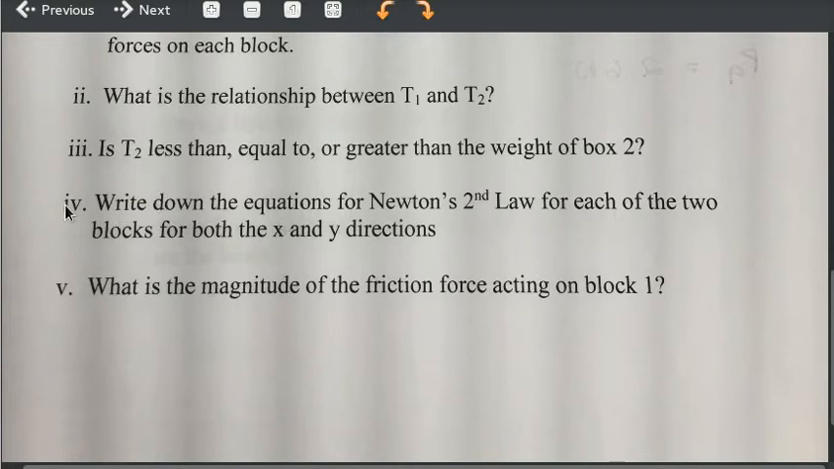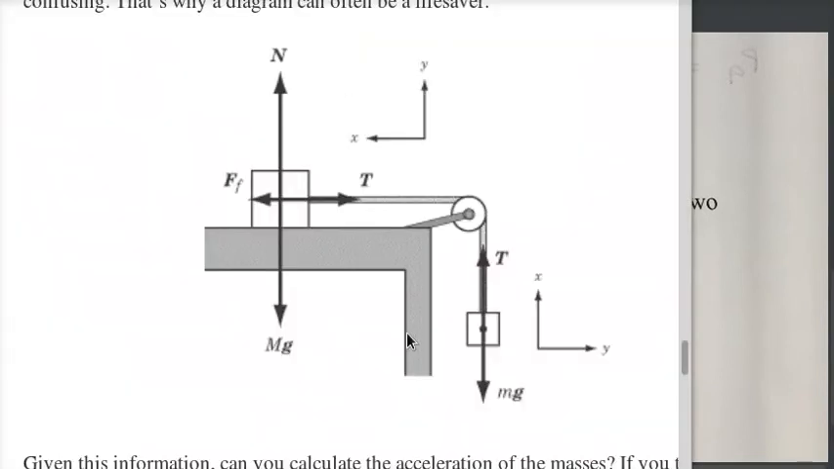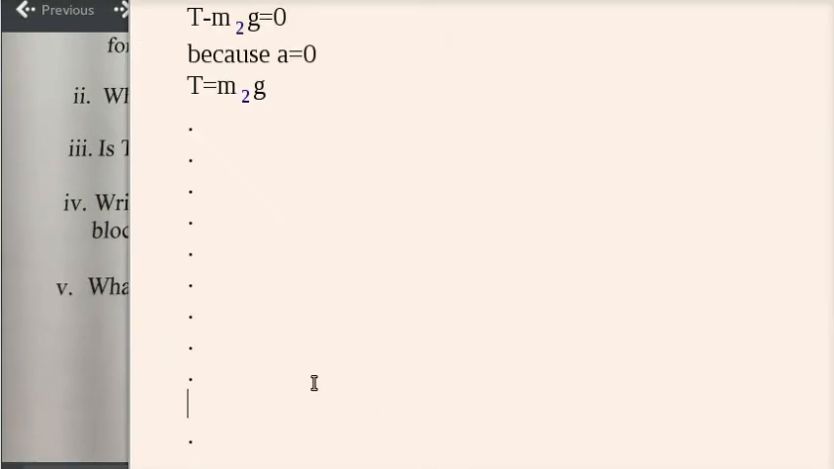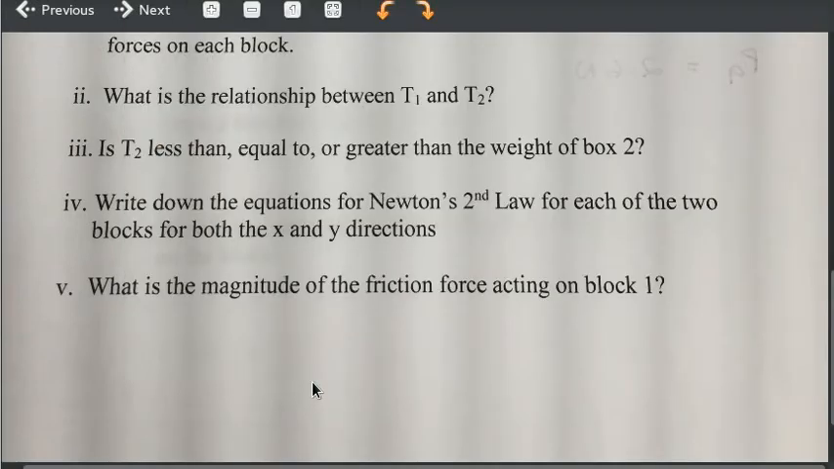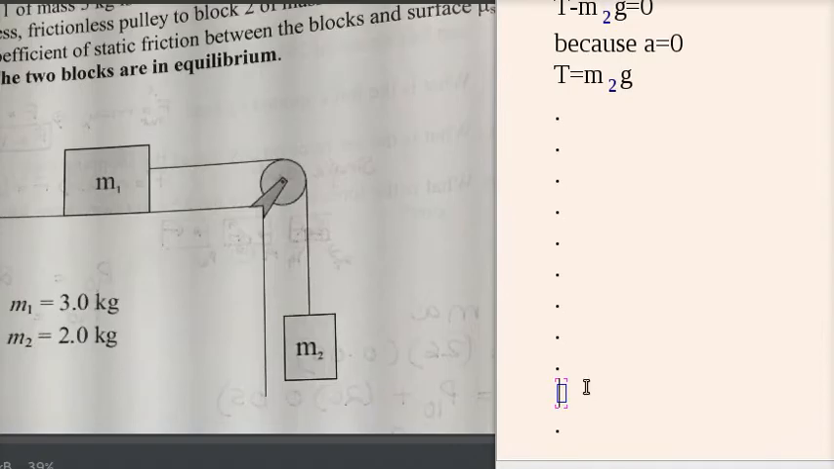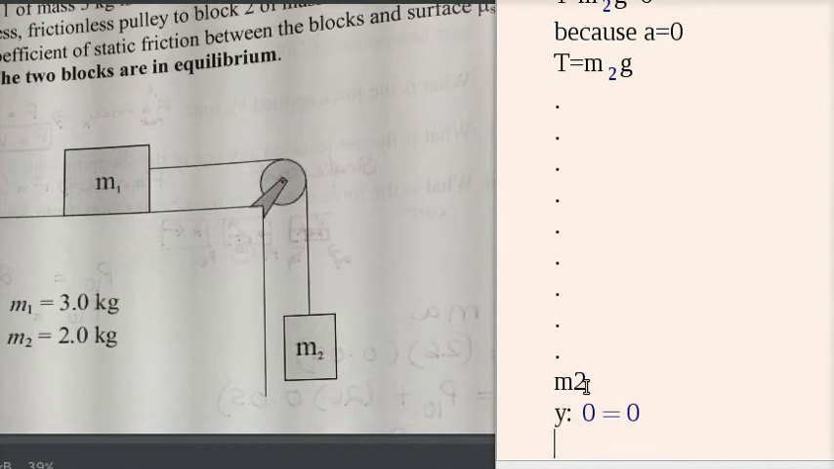Write down the equation, part 4. Write down the equations for Newton's second law for each of the two blocks for both the x and y directions. So I'm not going to use the SparkNotes axes. To me, it seems easier to just stick with normal axes, because I think that's what De Silva would do. So for the bottom block, nothing's happening in the x direction. So 0 equals 0. Very interesting.